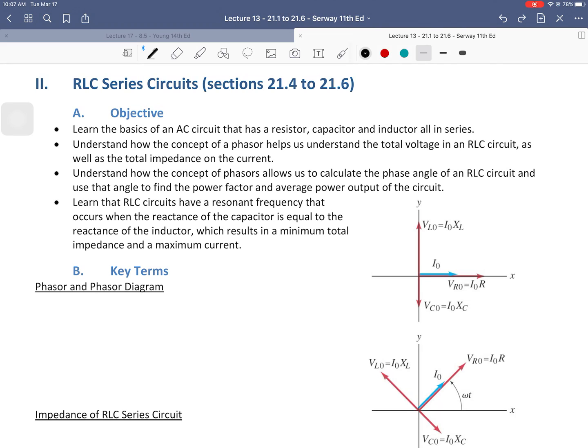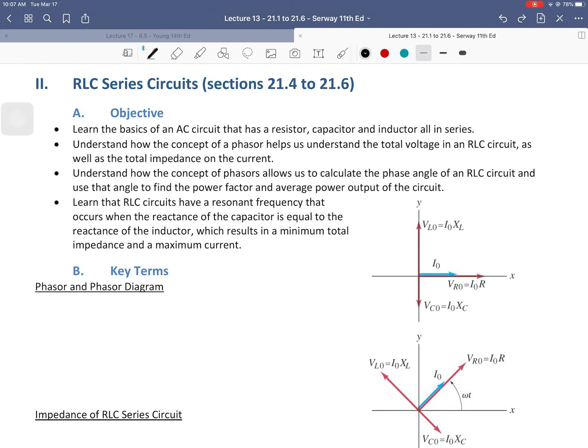We're going to understand how the concept of a phasor helps us understand the total voltage in an RLC circuit, as well as the total impedance on the current. Impedance being a term that we'll define, but it's what you might think. It represents the current being slowed down or choked. We're going to understand how phasors allow us to calculate the phase angle of an RLC circuit and use that angle to find the power factor and the average power output of the circuit. So the phase angle is something that we'll discuss quite a bit.